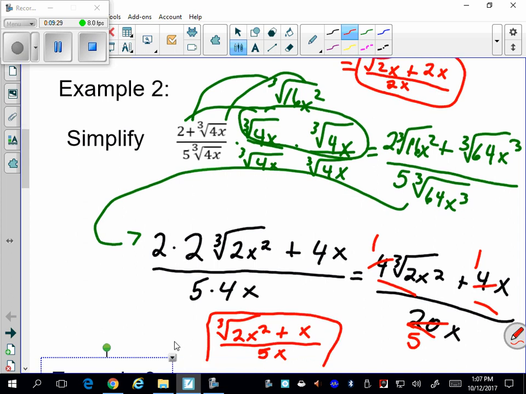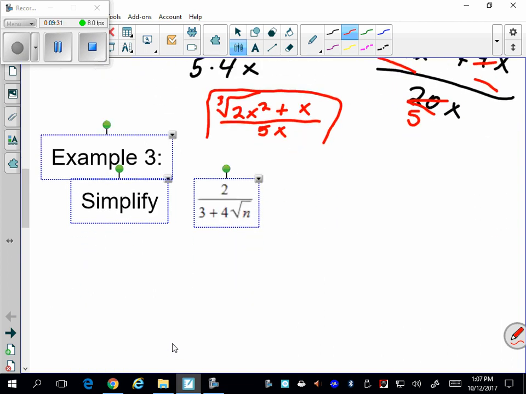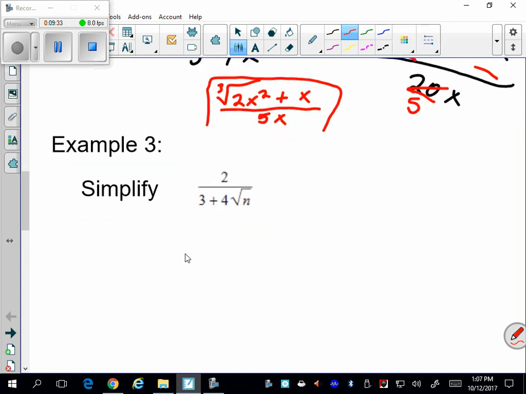Last example. I know this is a longer one, but last example. You have a binomial in the denominator, so now we've got to do something a little different. With a binomial, you multiply by the conjugate, it's called. And all you need to do is switch the sign in the middle. 3 minus 4 square root of n. So you can't just multiply by the whole denominator. You've got to multiply by the whole denominator and switch the sign.